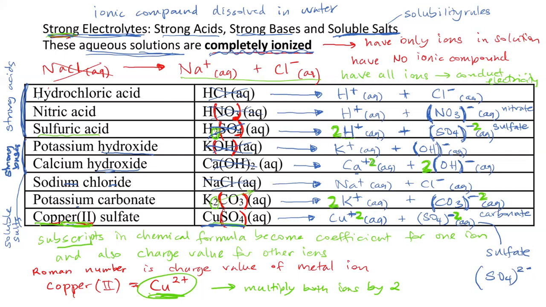You don't have the ionic compound, but what you have are those ions. And that's what makes all of these compounds strong electrolytes. When you have only ions in the solution, all of those ions will conduct electricity and you'll have a lot of light. Okay, let's take a look at the next slide.